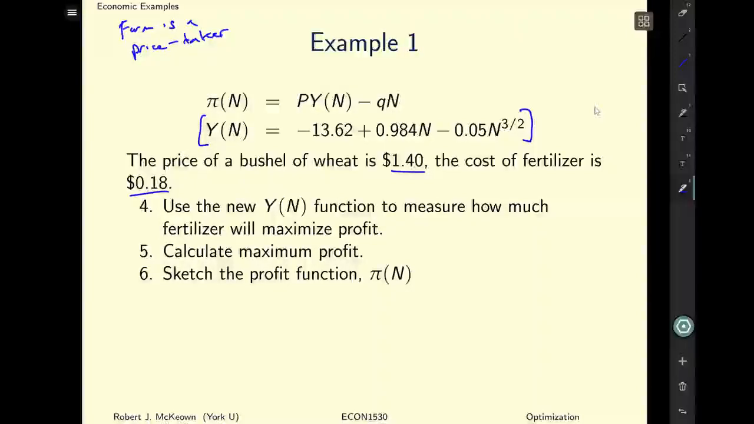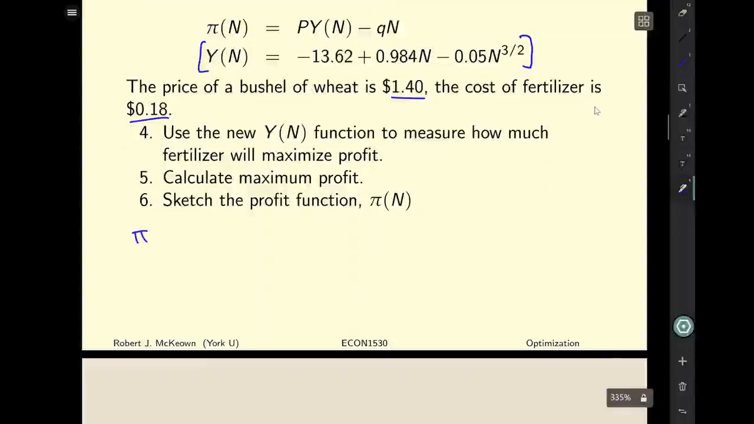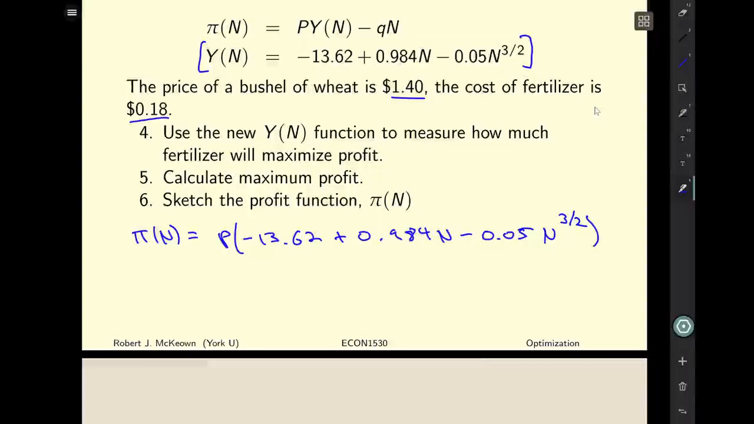Question 4 says, use the new production function, y of n, to measure how much fertilizer will maximize profit. So why don't we rewrite our profit function. Profit function is now equal to price times this thing. So that's price times quantity minus, oh, and I guess I could get rid of the price and actually add in the price of a bushel of wheat, which in 1950s was $1.40, minus the cost of the fertilizer, which is 18 cents a pound.